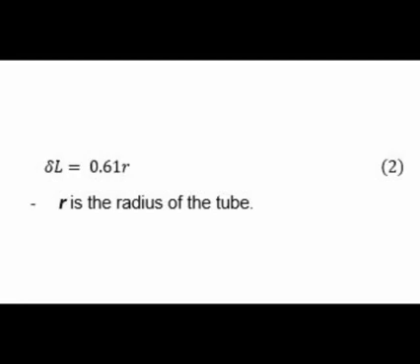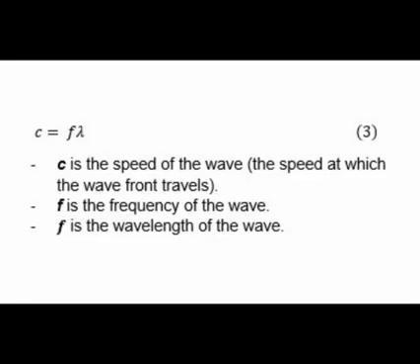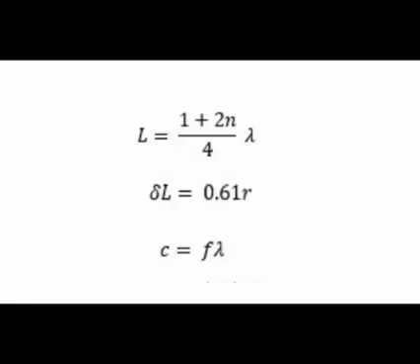Delta L equals 0.61 times r. To take this into account during data processing, we will measure the radius of the pipe with the equipment accessible to us. Now the wave equation is given as c equals f times lambda. By relating these three expressions together, we can find the speed of sound if we find the acoustic length of the pipe, the harmonic number, the frequency of the sound entering the pipe, and the inner radius of the pipe.